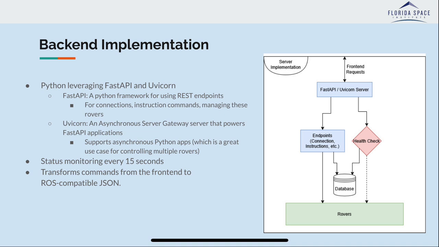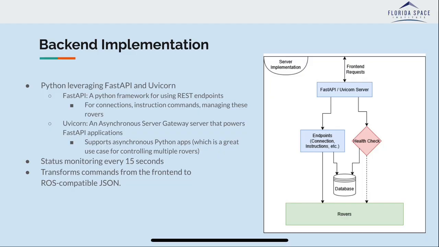Uvicorn is what powers FastAPI applications. It's an asynchronous server gateway. And since it's asynchronous, it supports asynchronous Python apps, which is a great use case for controlling multiple rovers. The backend also has status monitoring every 15 seconds, also called a health check, and the server transforms commands that were sent from the front end to ROS compatible JSON.